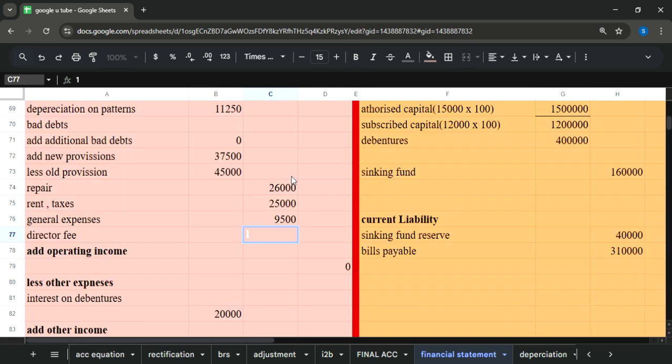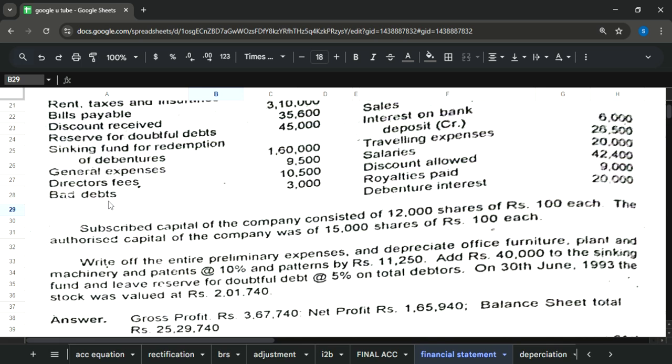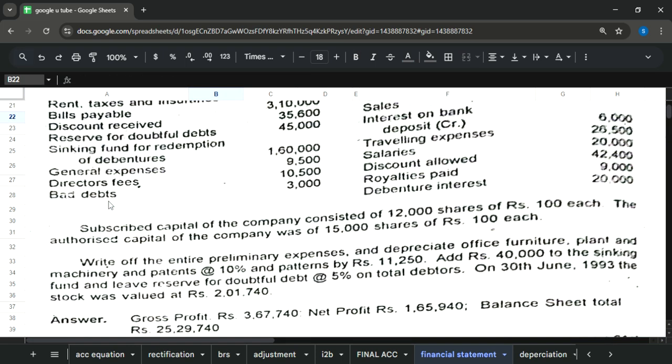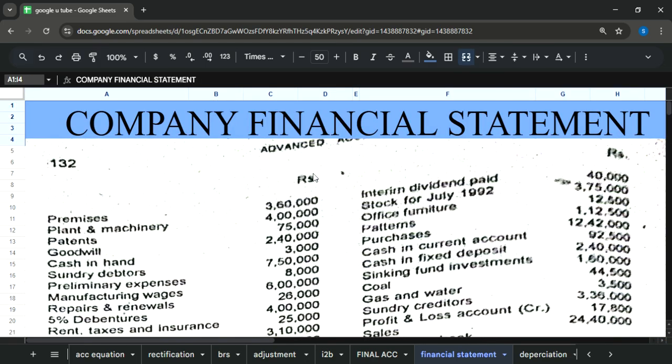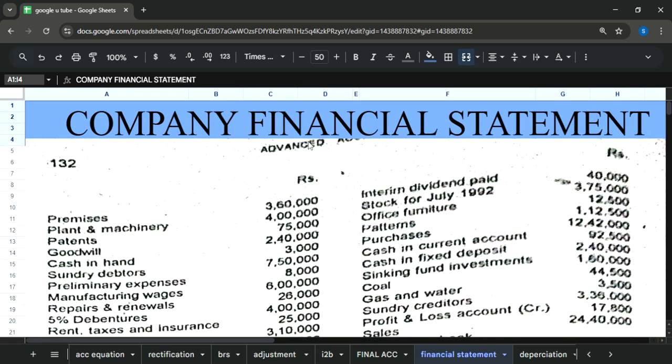Just put 10,500 over here. After director fee, we have bad debts. Place is already reserved. And here you can see bad debts place is present. Amount is 3,000. So just put 3,000 over here. It means it was last item present on left side. We can convert and transfer our focus to right side.